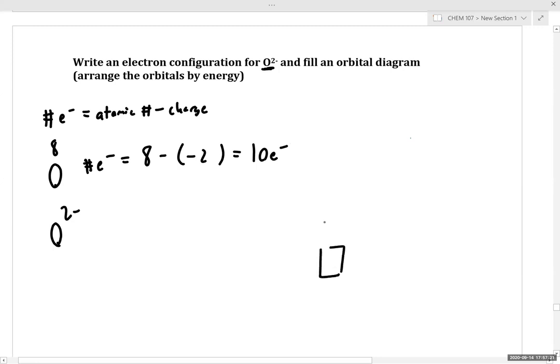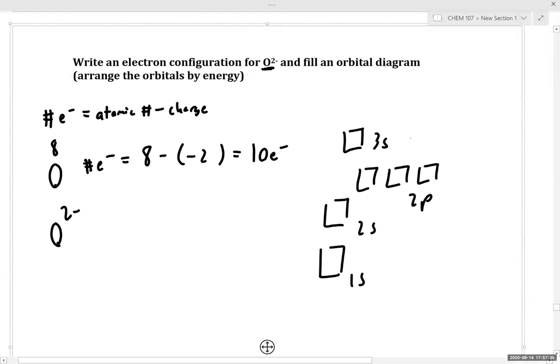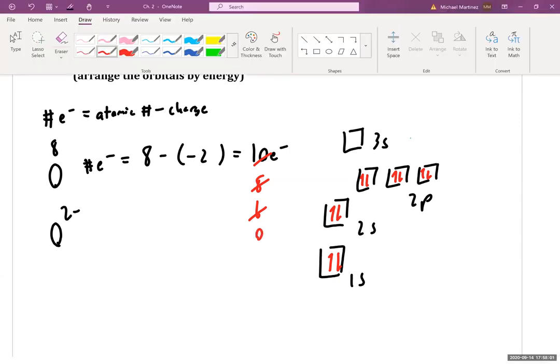Now we write out our orbital box diagram: 1s, 2s, 2p, 3s. And now we fill our orbital box diagram from the lowest to the highest energy. First things first, we add 2 electrons to our 1s orbital. We are now at 8 electrons. We add 2 electrons to our 2s orbital. We're at 6 electrons. Finally, we completely fill in our 2p orbital. We have 0 electrons remaining.